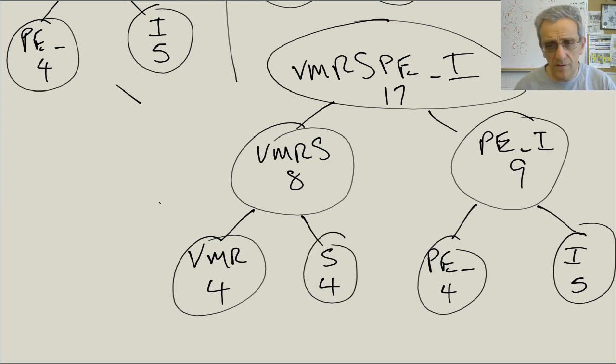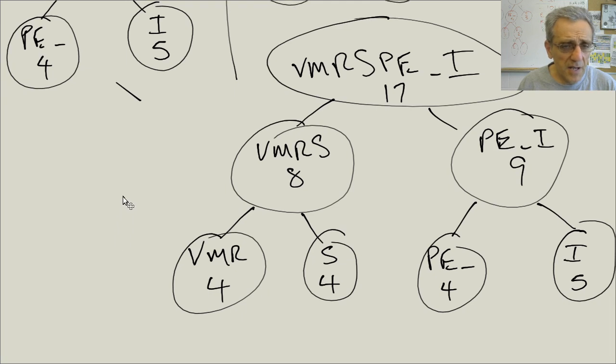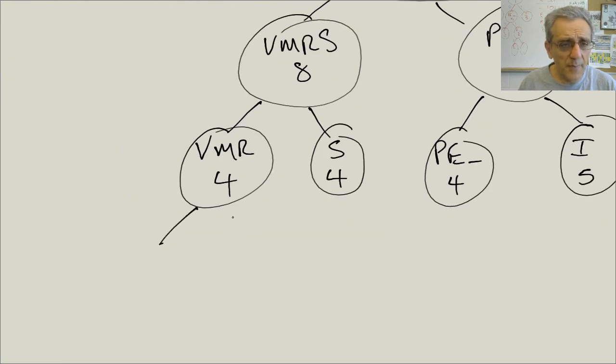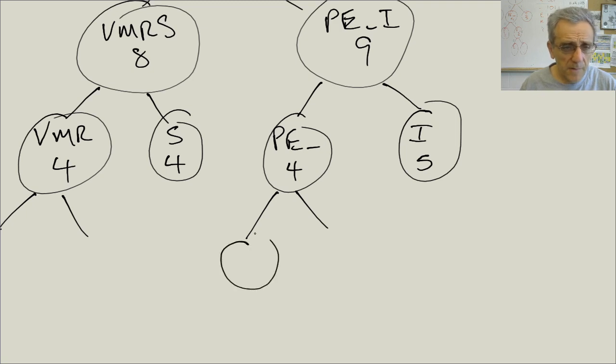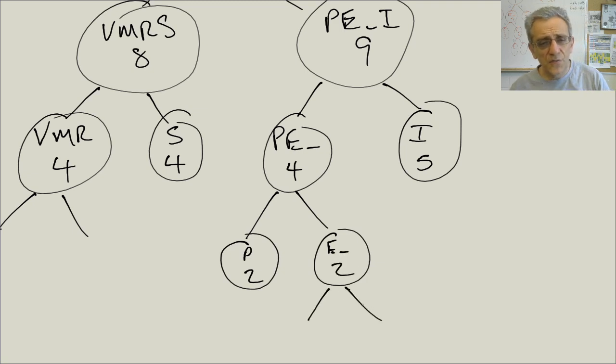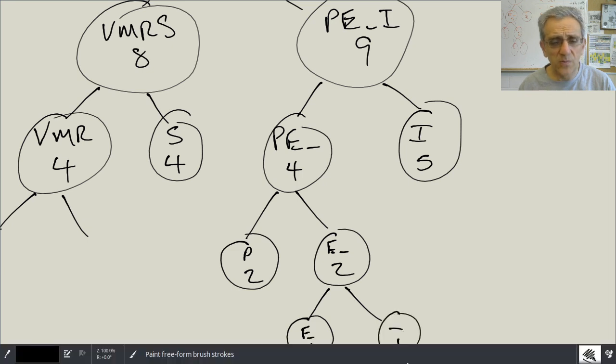Okay. Now I've just got a few more left to do. I've got to split up the VMR, and I have to split up the PE space. Okay, so the PE space is a P2 and an E space 2. So here's my P2, and here's my E space 2. Now this guy's going to break down even further. Actually I know what this one is, I remember. This one was an E1, and this one was a space 1.